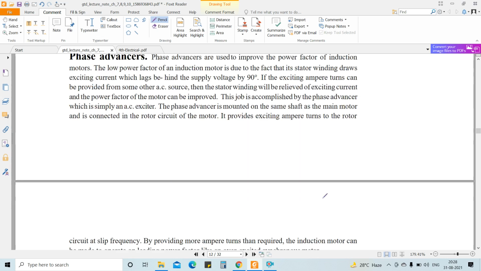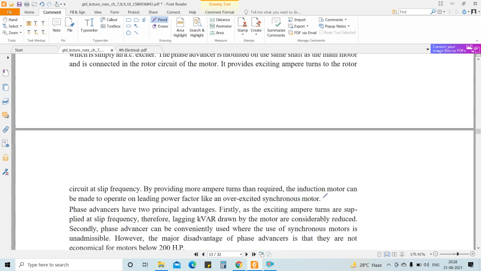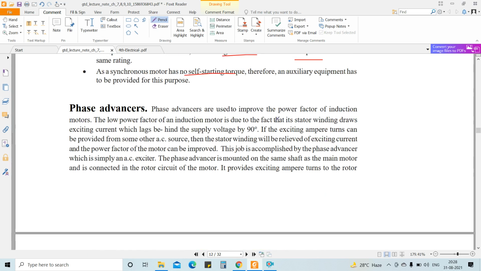And the next equipment is the phase advancer. Phase advancer is also one equipment. It is used to improve the power factor of induction motor. The low power factor of an induction motor is due to the fact that its stator winding draws exciting current which lags behind the supply voltage by 90 degrees. So if exciting ampere turns can be provided from some other AC source, the stator winding will be relieved of exciting current and the power factor of the motor can be improved. So for this, a phase advancer is used. This is simply an AC exciter.